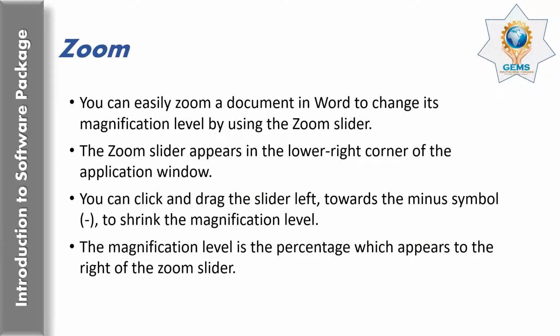Next we will see zoom. What is the use of zoom? You can easily zoom a document in Word to change its magnification level by using the zoom slider. The zoom slider appears in the lower right corner of the application window. You can click and drag the slider left towards the minus symbol to decrease the magnification level, and the magnification level is the percentage which appears to the right of the zoom slider.